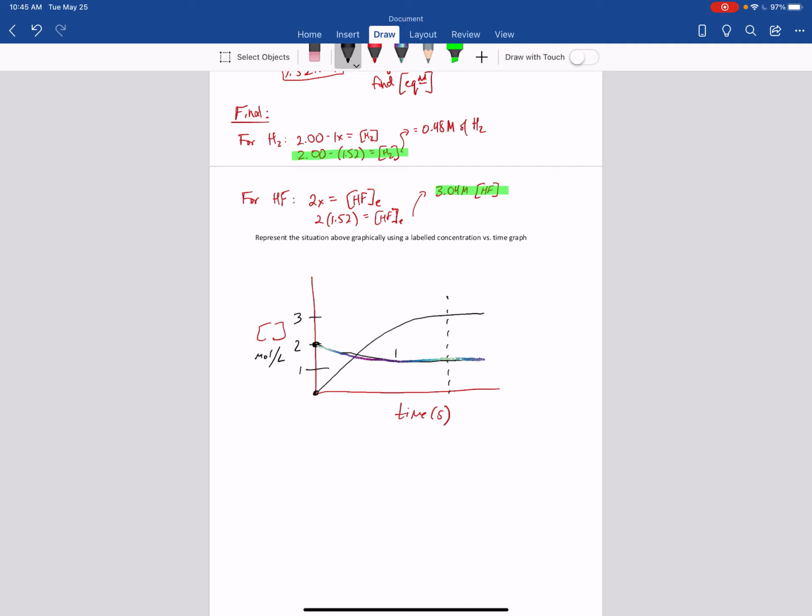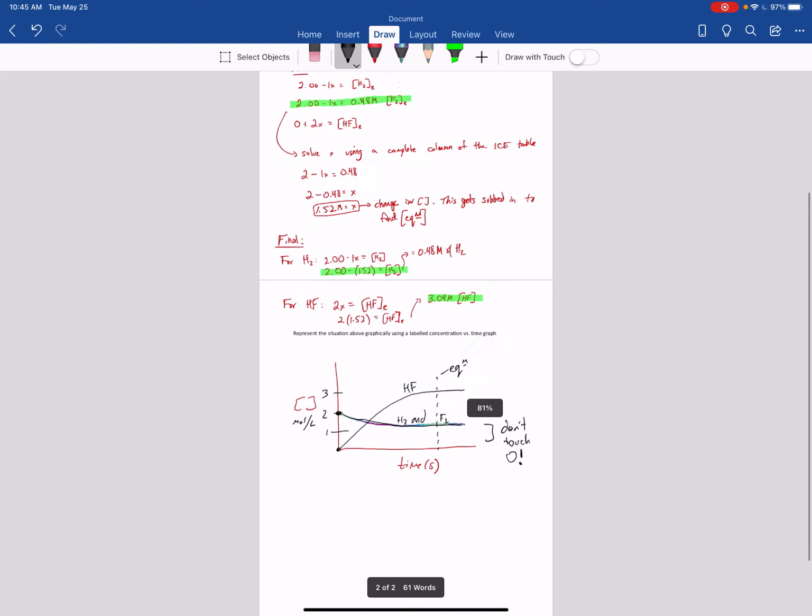But this line technically represents the hydrogen and the fluorine gas separately, whereas this line represents the hydrofluoric acid or the hydrogen fluoride. Okay, so you can see that it levels off. That dashed line represents equilibrium. The concentrations don't change anymore. And notice how these don't touch 0 because there's always reactant left over in an equilibrium reaction.